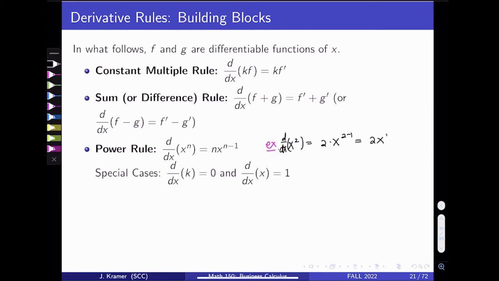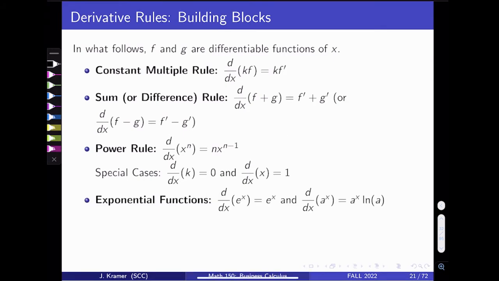Special cases of this property would be the derivative of a constant is 0. That would be because I could write this as k times x to the 0 power, and the derivative would be k times 0 times x to the 0 minus 1, which we know anything times 0 is 0. And the derivative of x, which is x to the first, is 1 times x to the 0. Anything to the 0 power is 1, and so the derivative of x is just 1.